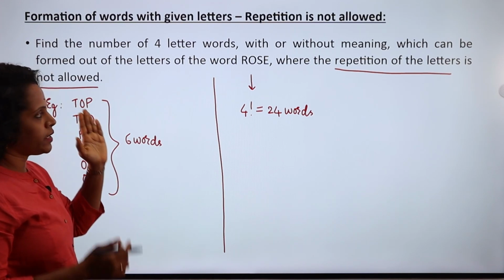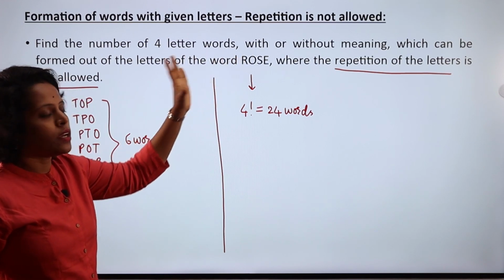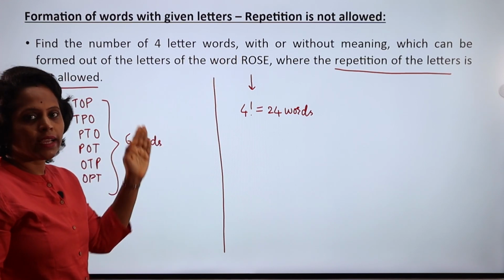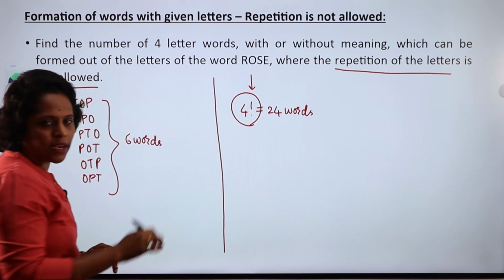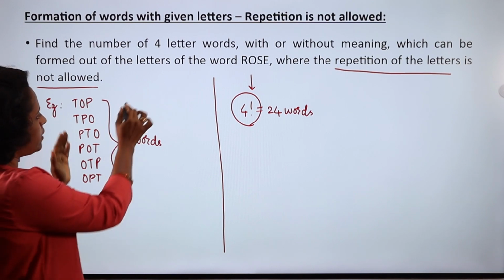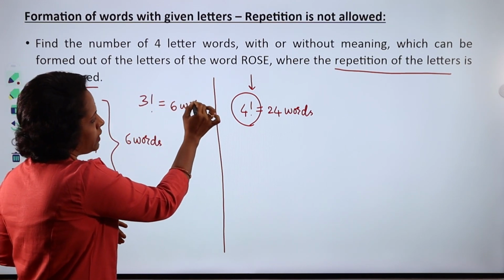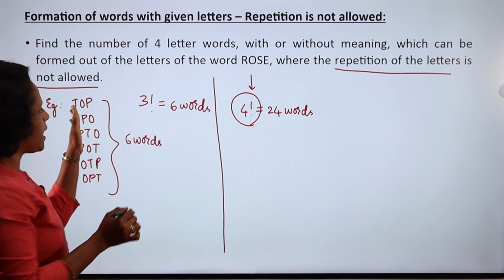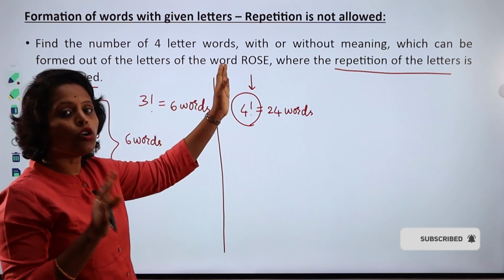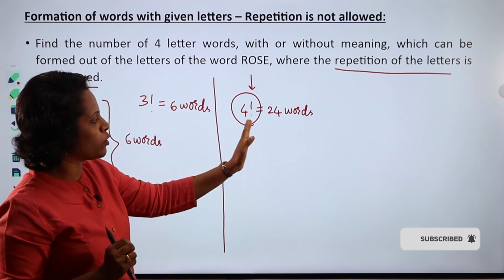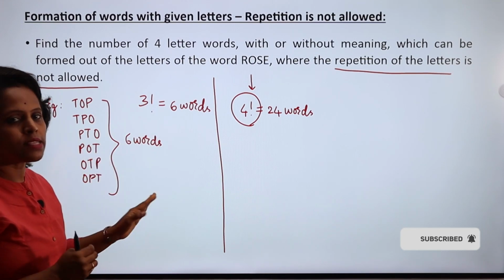Now if I keep on writing the words with the letters of the word rose, I get 24 words. So I can't keep on listing all those. So the simple answer will be 4 factorial, 24 words. Here it will be 3 factorial, which is equal to 6 words. Why did I take 3? Because I have the word given with 3 letters. So I am taking 3 factorial. Rose word is given which has 4 letters, so I'll go with 4 factorial. This is a 3-letter word, I'll go with 3 factorial, 6 words.